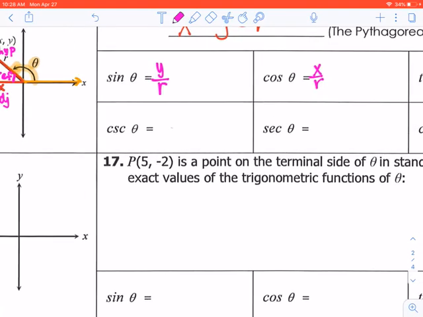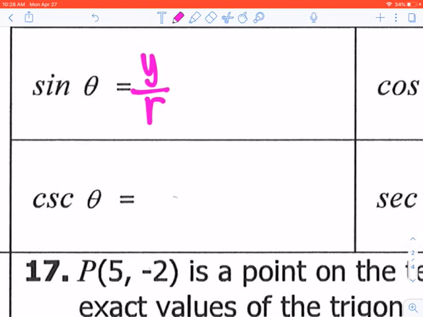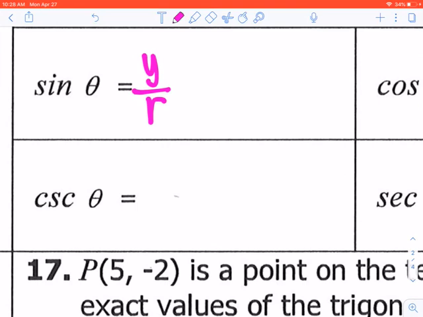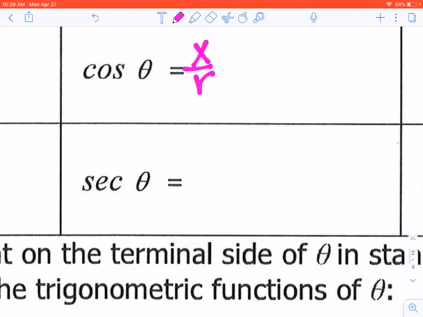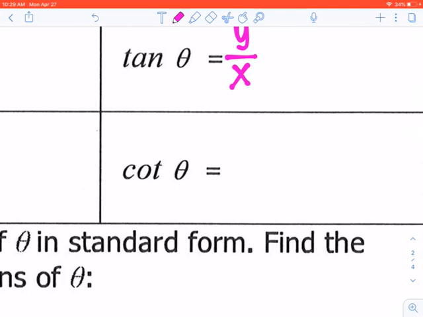Cosecant, secant, and cotangent, these are the reciprocals. So cosecant's the reciprocal of sine, and so we just get r over y. Secant is the reciprocal of cosine, so we get r over x. And cotangent, reciprocal of tan, so we get x over y. Okay.